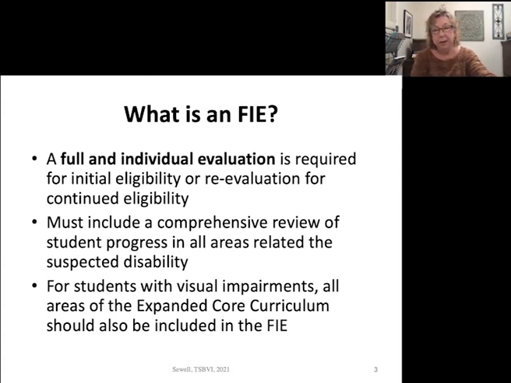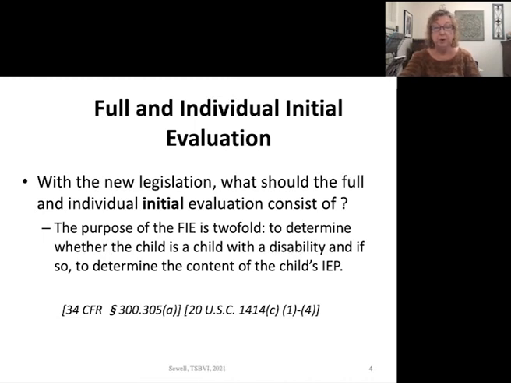If you Google FIE or full and individual evaluation, you can find a lot of information out there for forms and processes. One of the websites I like is texasprojectfirst.org. It's just all together, texasprojectfirst.org. And another valuable website that has good information is the TCASE website, TCASE.org. So those are just some additional resources that you might want to use.